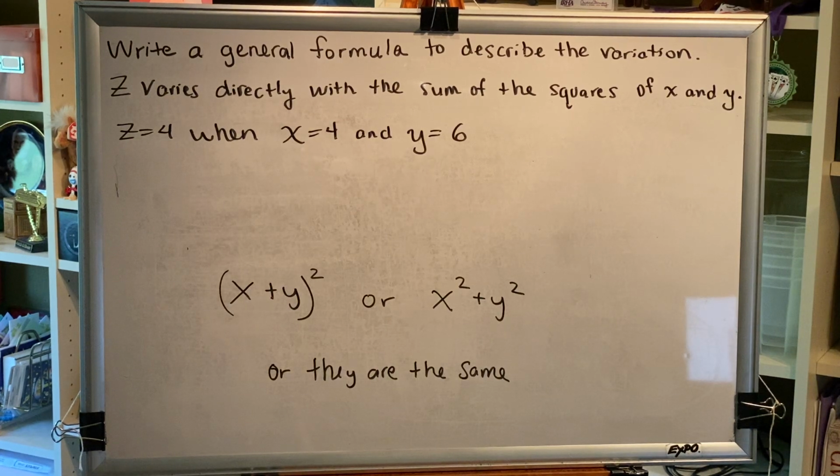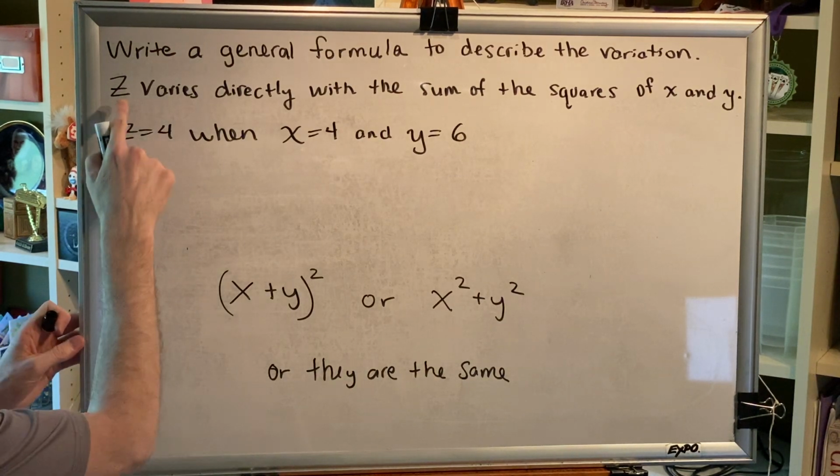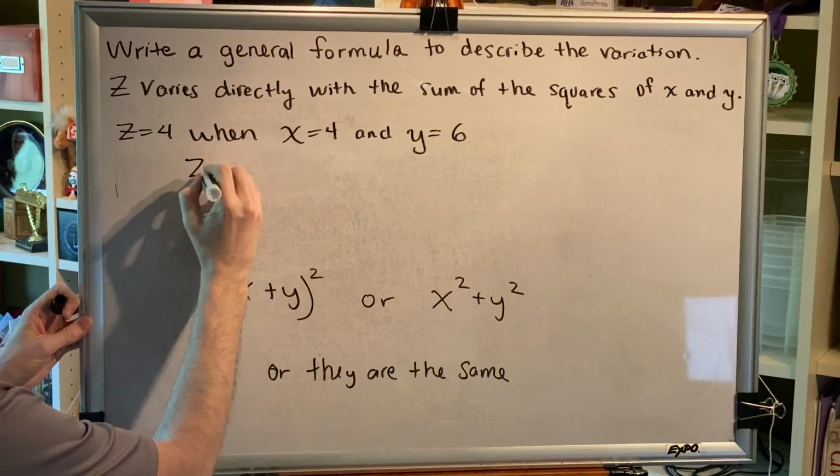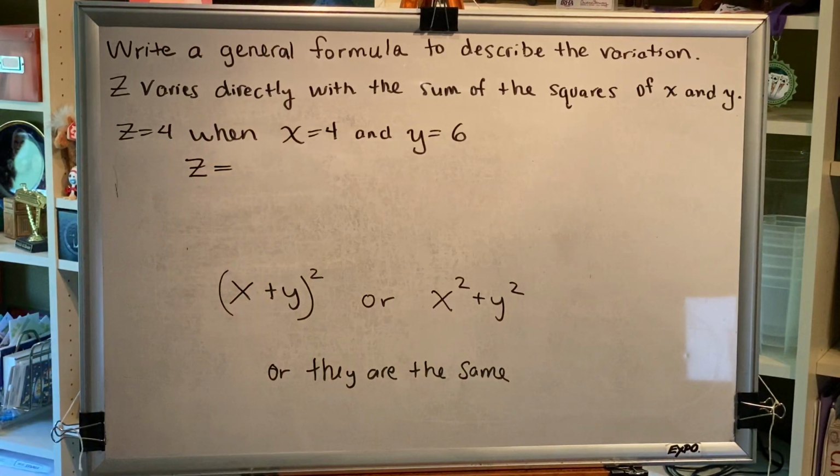Okay, let's go through the 4 steps. Step 1. Write the quantity or expression that varies, followed by equals. Well, in the problem it says z varies, so we start with z equals. Step 2. Write the constant of proportionality k in the numerator of a fraction.